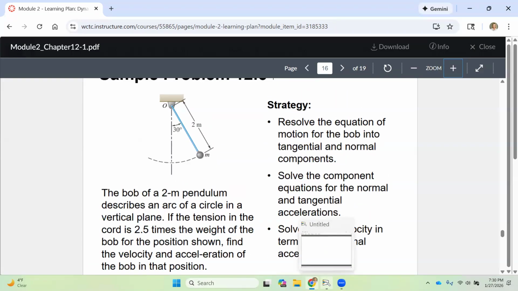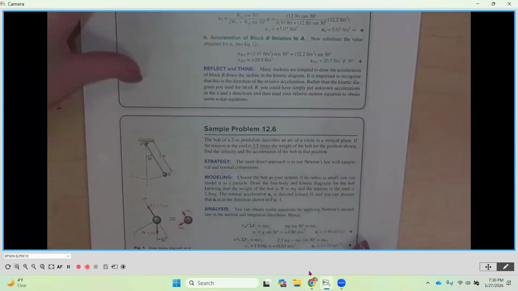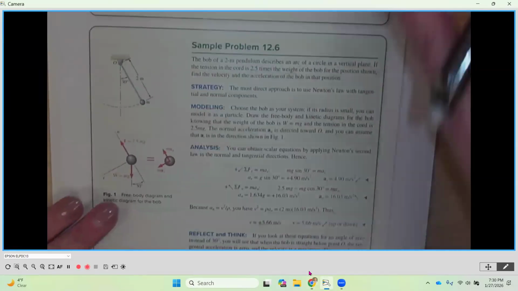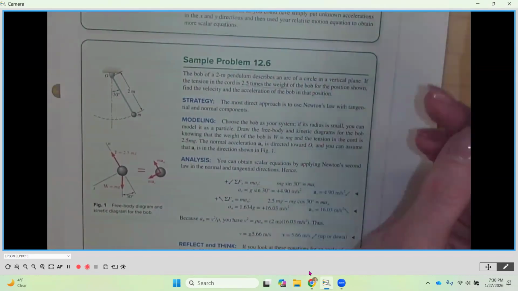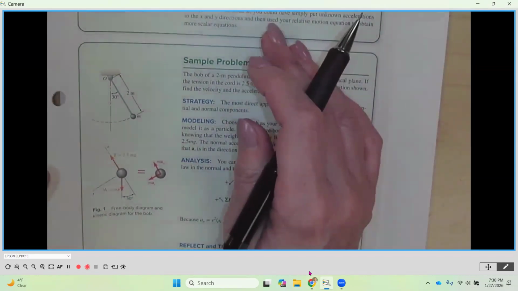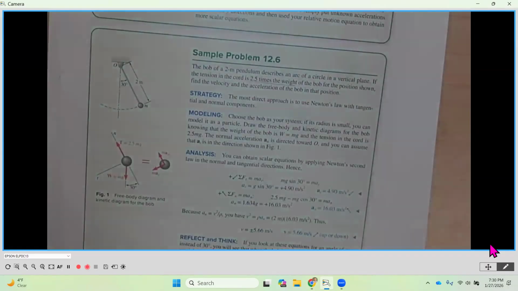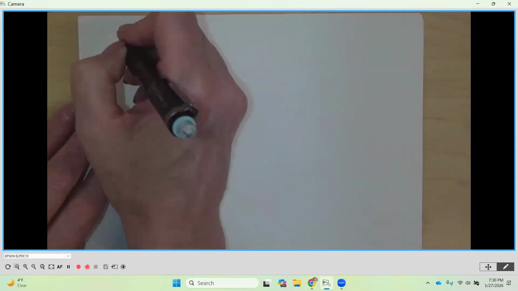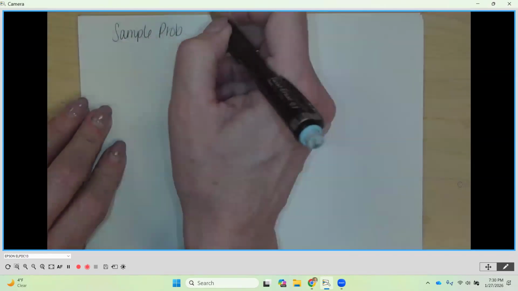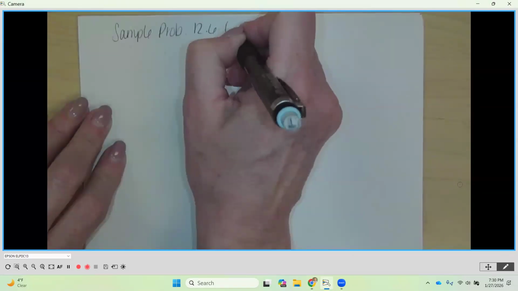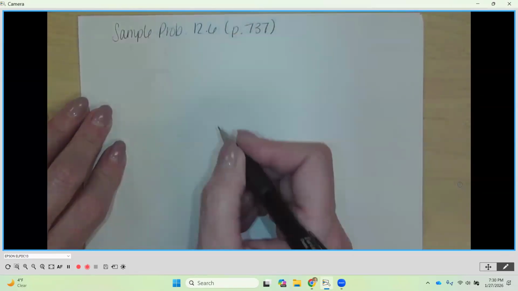Okay, so let's go underneath. I do have sample problem 12.6. This is on page 737. So the first thing that we're going to do is identify our problem and our givens and what we need to find.